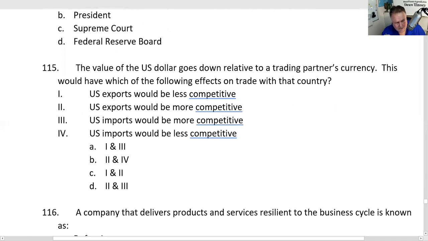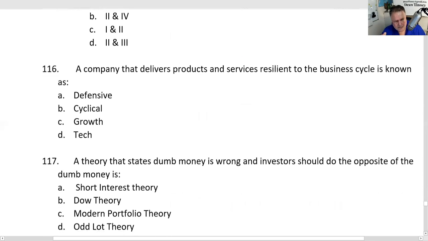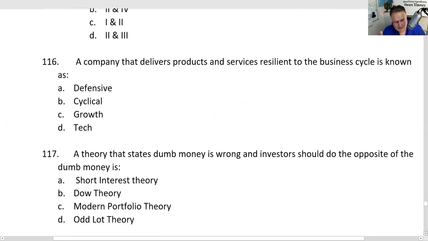When the dollar goes down, U.S. exports are more competitive and imports are less competitive, 2 and 4. This is still very much a test question. I would definitely know what defensive stocks are. Regardless of the business cycle, you need your power. For example, utilities are defensive. Nobody wants to go back to the Stone Age. You might cut back on power, but you're not cutting it completely, right?